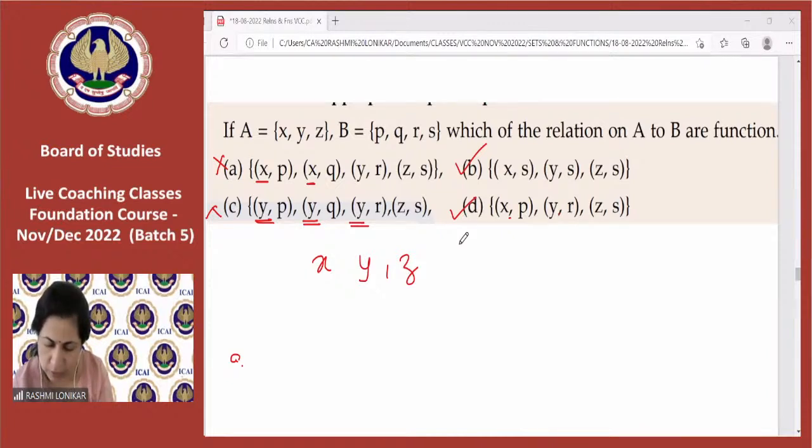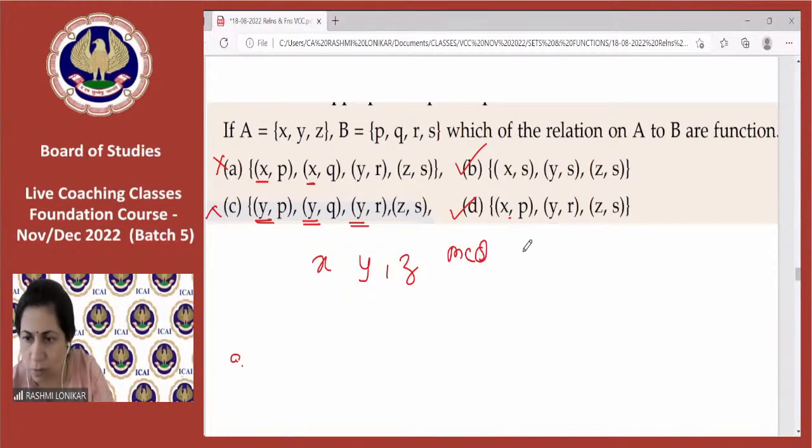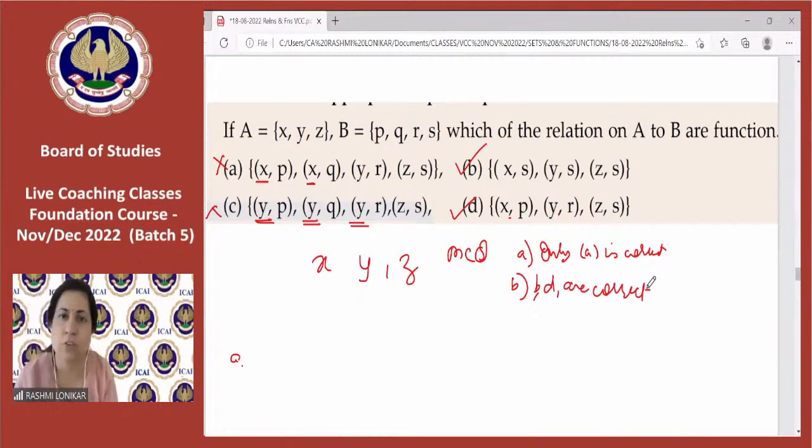Asha, B and D both are correct. In this case, these examples are only given for you to understand. In the exam, in the MCQ, they may give you the option only A is correct, or they may give you the option B and D are correct. That type of answer you will have. So don't fixate on that aspect. Think about whether or not you've understood the concept.